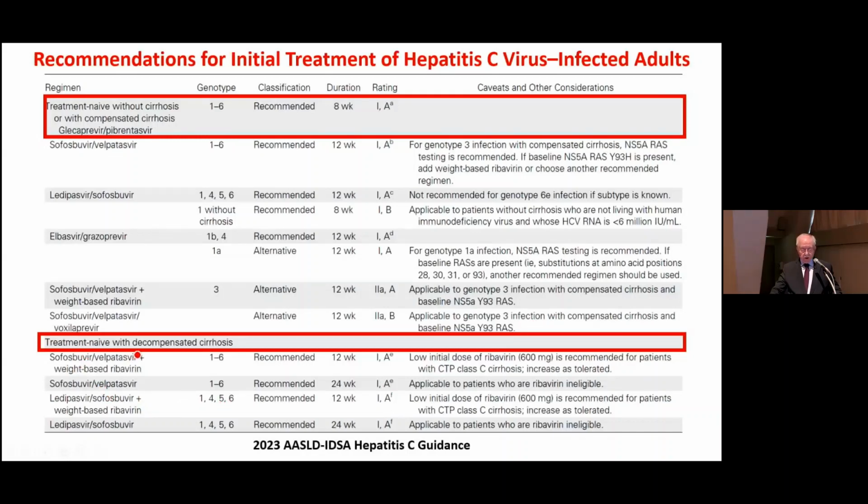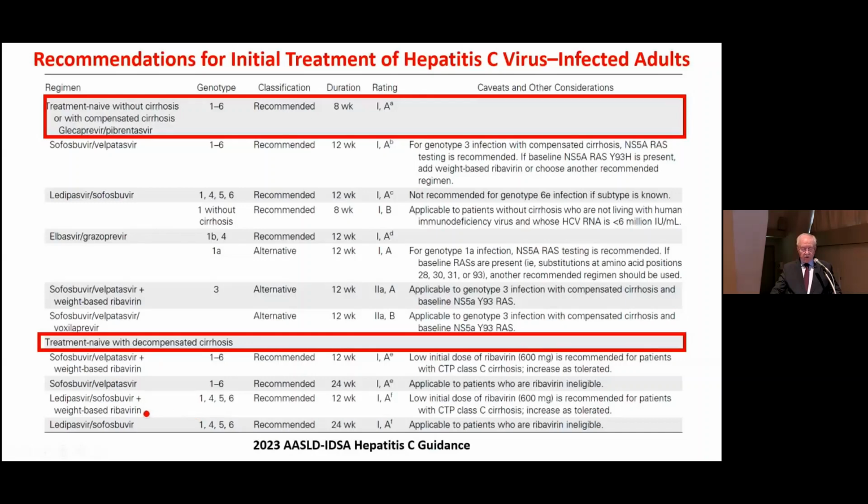Treatment naive with decompensated cirrhosis. Sofosbuvir velpatasvir, weight-based ribavirin can be given in all genotypes for 12 weeks. A low initial dose of ribavirin, 600 mg, is recommended for patients with CTP class 3 cirrhosis, increased as tolerated. Sofosbuvir velpatasvir, pangenotypic again, for 24 weeks, applicable to patients who are ribavirin ineligible.